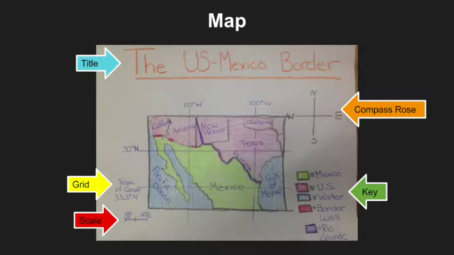Here is a map of the U.S.-Mexico border that has the 5 elements of a map: the title, grid, scale, compass rose, and key.